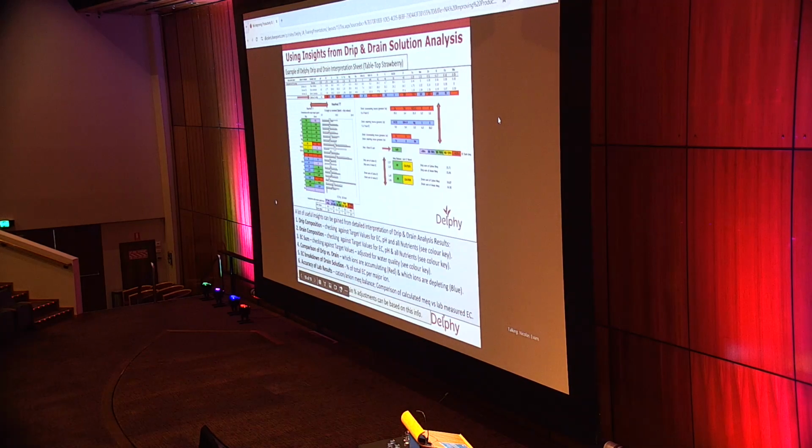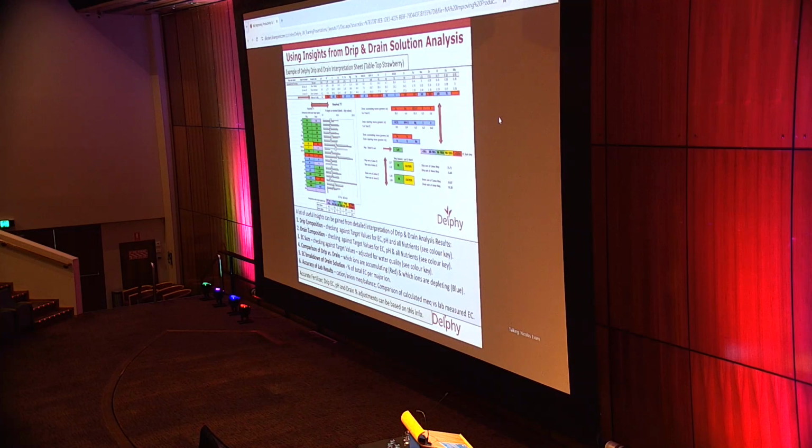Okay, so looking at analysis, it's important to get regular analysis, particularly of the drip and drain, and ideally fortnightly, but every 2 weeks or 3 weeks, and at important growth stages. And we can use this information to gain some valuable insights about your crop. And this is a document that we use, an Excel spreadsheet that we use to interpret the data. We can look at drip composition, so checking against target values for EC, pH, and all the nutrients.